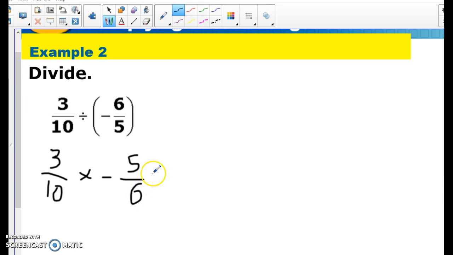I like to simplify at the end, so I'm just going to simplify these at the end. So 3 times 5 is 15, and I have one negative, so it's going to be a negative 15, and 10 times 6 is 60. And I can simplify that. 15 goes into 15 one time, 15 goes into 60 four times, so I end up with a negative 1/4.